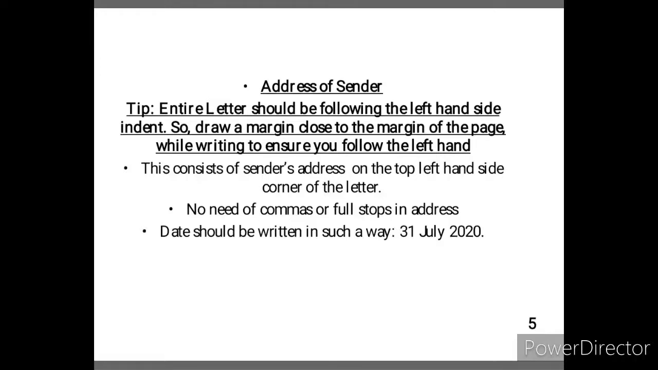This consists of sender's address on the top left-hand side corner of the letter. No need of commas or full stops in address. And date should be written in such a way, 31st July 2020. This is the correct way of writing date. So this is how we begin an informal letter, by writing sender's address followed by date.